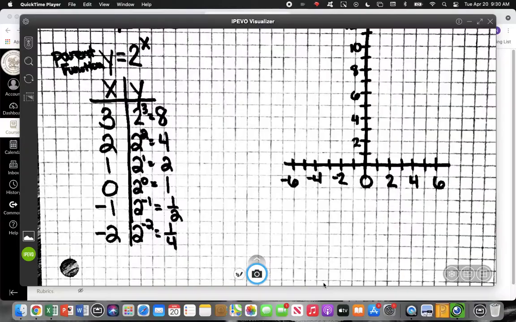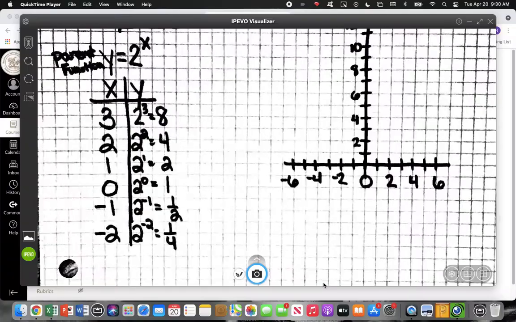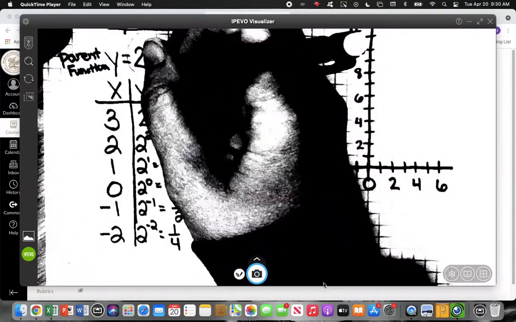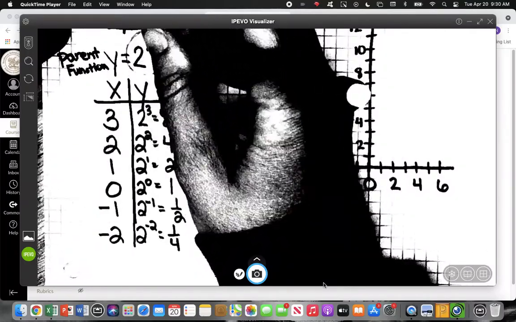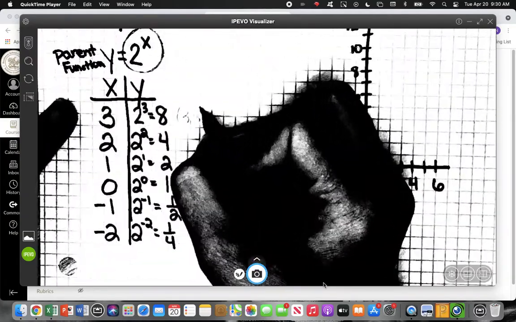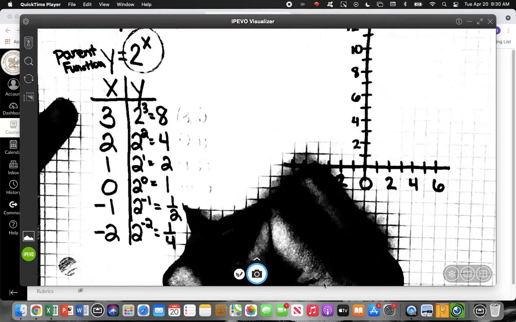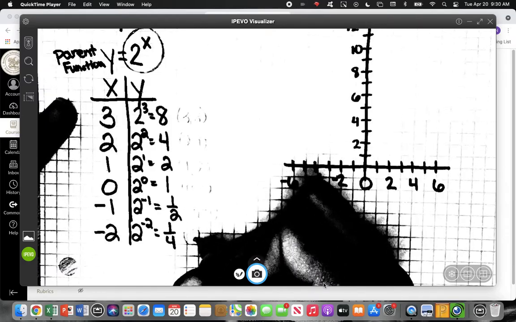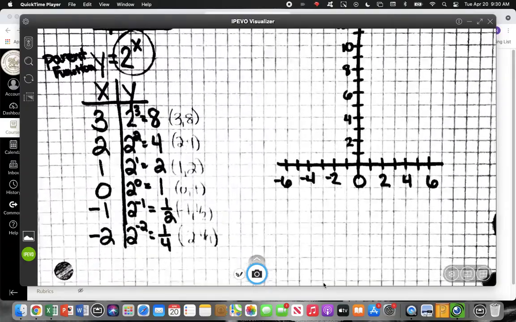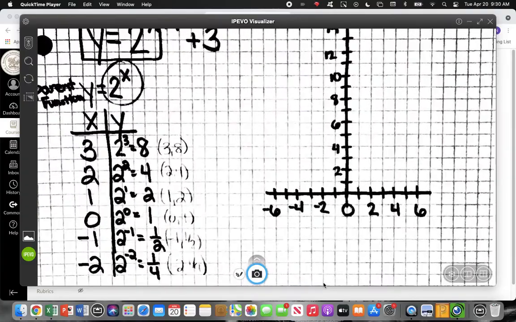So what we are going to do here is graph this in whatever color you would like to start out with. Now I'm going to graph it in pencil just so it doesn't show up as bright as this marker. First, I'm going to graph the points (3, 8), (2, 4), (1, 2), (0, 1), (-1, 1/2), and (-2, 1/4). So those little points from the table. Now this is not our final answer because we've not included our shifts yet, but this just gives us an idea of where to start.